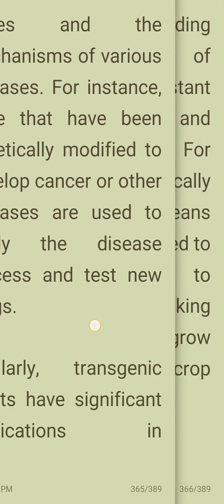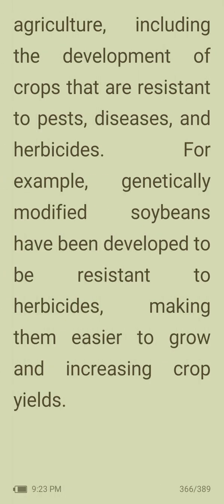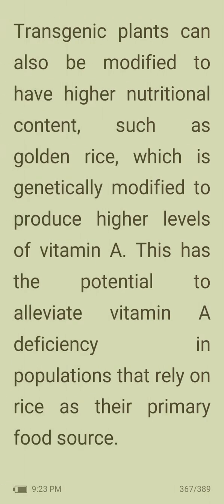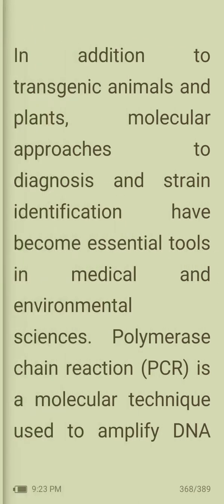Similarly, transgenic plants have significant applications in agriculture, including the development of crops that are resistant to pests, diseases, and herbicides. For example, genetically modified soybeans have been developed to be resistant to herbicides, making them easier to grow and increasing crop yields. Then transgenic plants can also be modified to have higher nutritional content, such as golden rice, which is genetically modified to produce higher levels of vitamin A. This has the potential to alleviate vitamin A deficiency in populations that rely on rice as their primary food source.